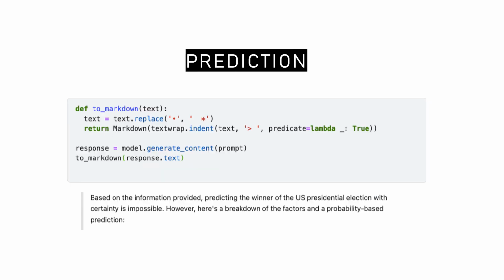So last but not least, there's going to be a prediction in which the large language model, through the help of prompt engineering, will tell us which candidate is more likely to win and which swing states are going to be won by a given candidate.